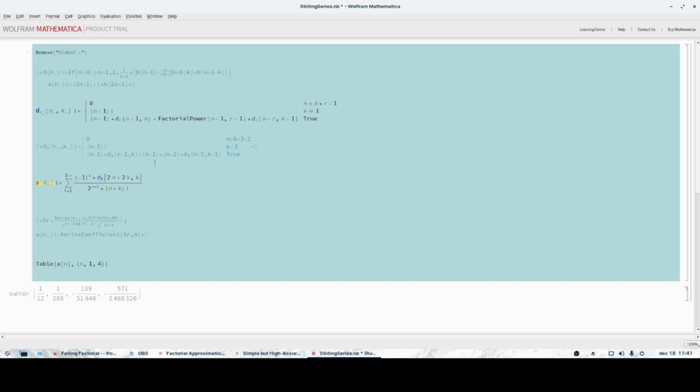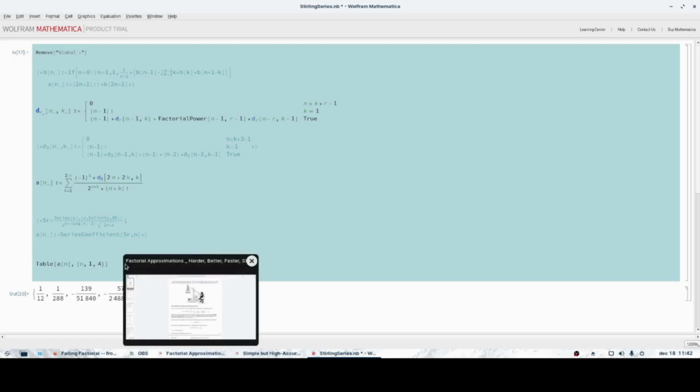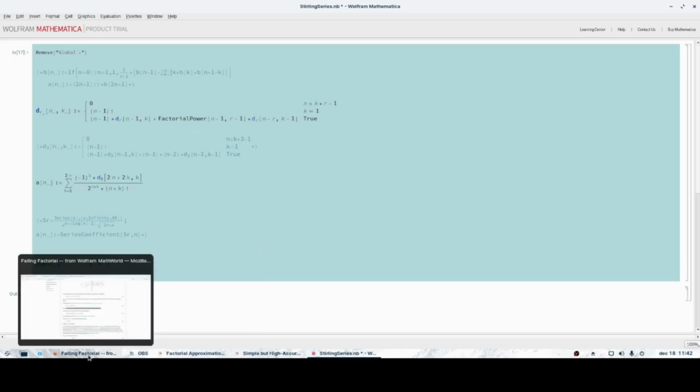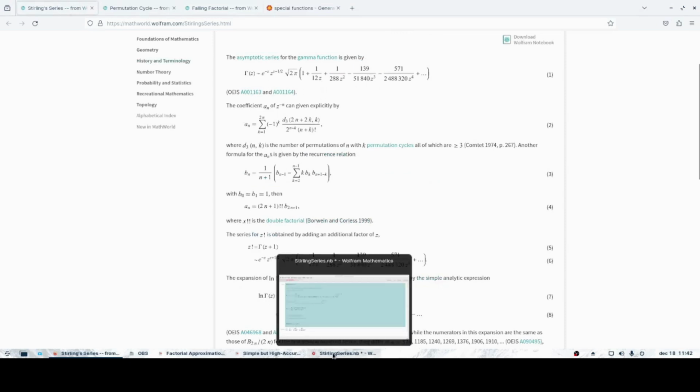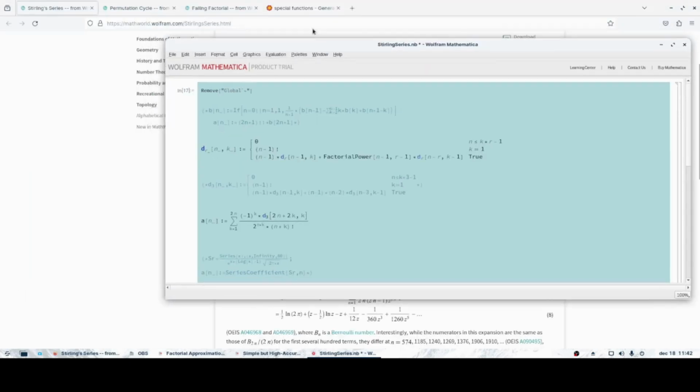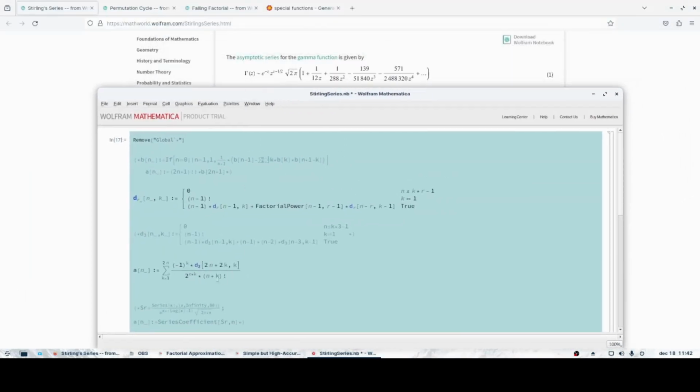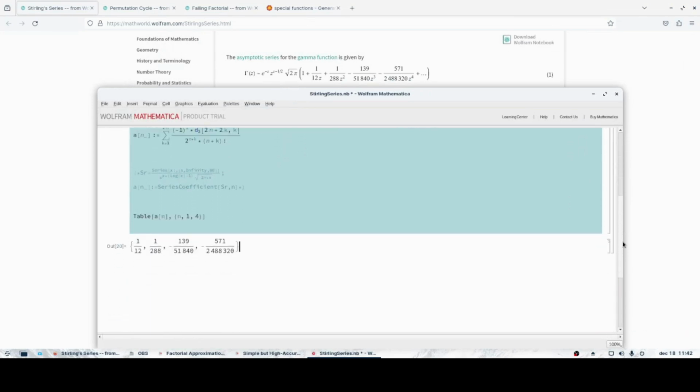So this should be the a_n numbers, and as you can see, I made the list for the first 4 elements, which should be the same as in the documentation. You can see it's likely the same, or should be the same somehow. Yes, it seems to be the same.